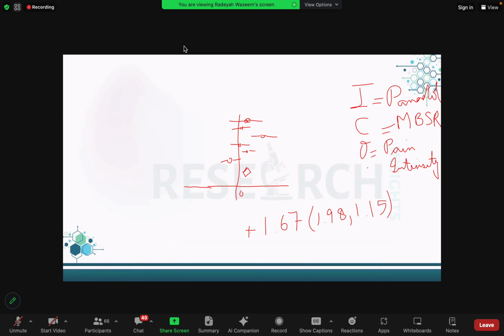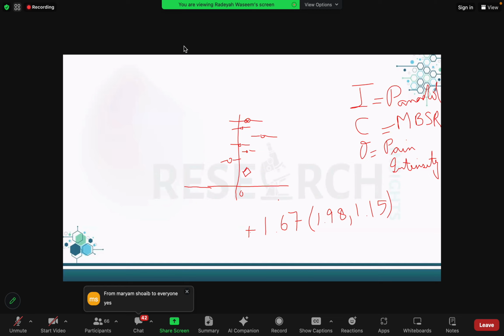Okay, so can you guys look at my screen? The size of the box tells you the weightage, okay? You guys can look at my screen, okay? Now, I'll explain it to you. The intervention group, I've changed it. My intervention group is now Panadol. My control group is MBSR. My outcome is pain intensity.